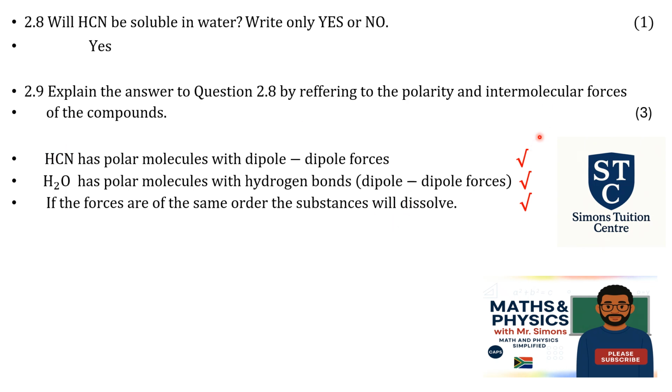So 1 mark for understanding that HCN is a polar molecule with dipole-dipole forces. H2O is a polar molecule, and the reason why it has hydrogen bonds is because hydrogen is combined with oxygen, nitrogen or fluorine, right? But it also has dipole-dipole forces, right? And then if the forces are of the same order, very important, or same magnitude, comparable, we say the substances will dissolve. So this 3 marks is one of our favorites that we like to ask.